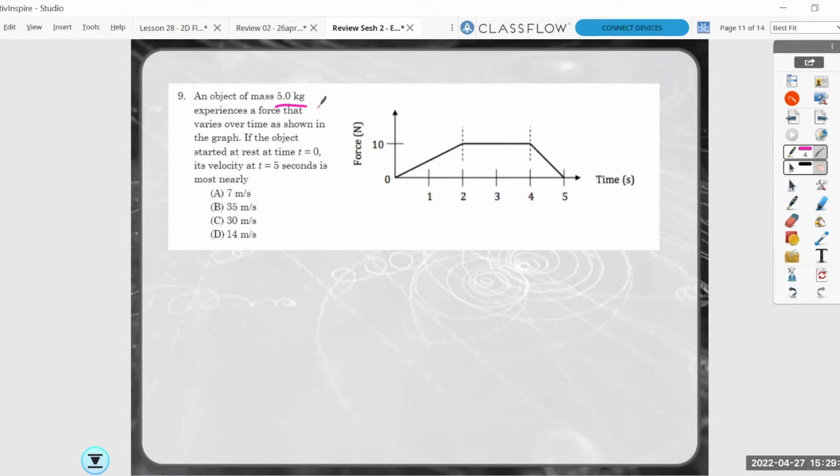Well, if we ever got a force graph, we probably want to be looking at the area under it. So in this case, let's go ahead and find that area. We'll split it into 3 chunks. The middle chunk is the easiest. It's 2 by 10, so this is 20. This is also 2 by 10, but it's a triangle, so this is going to be 10.